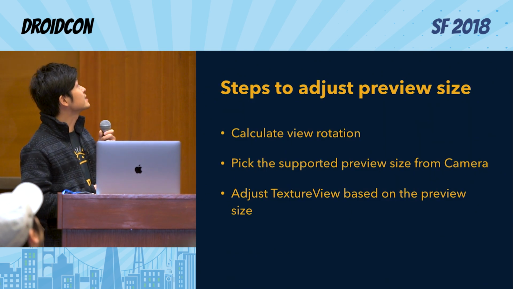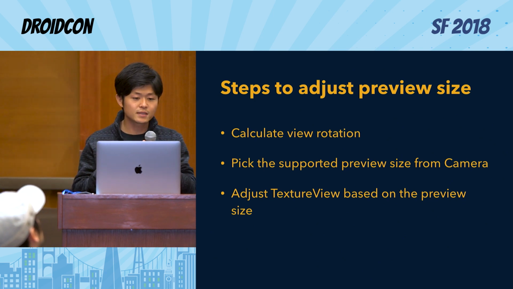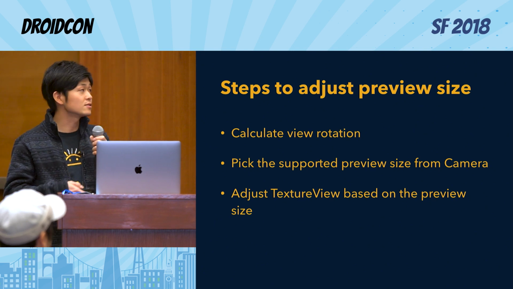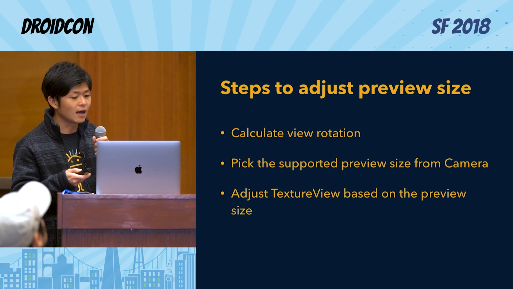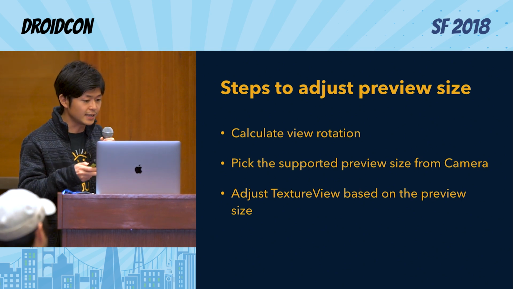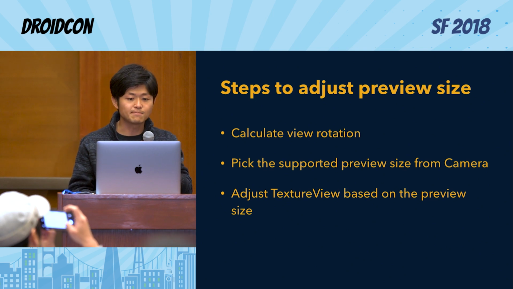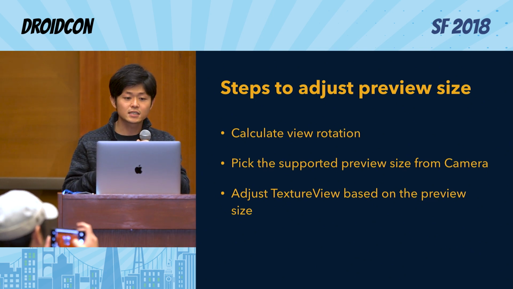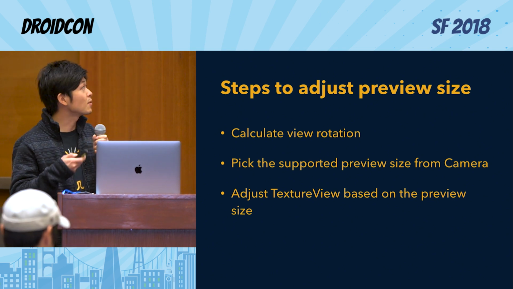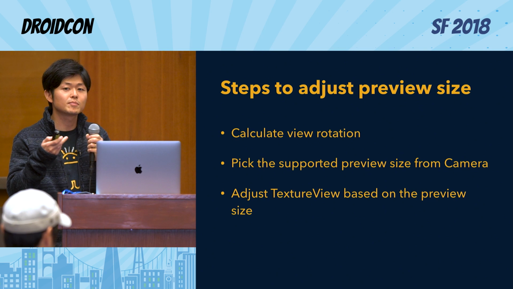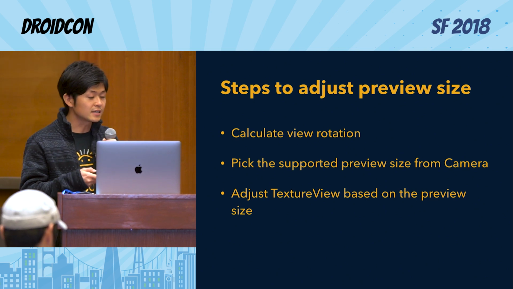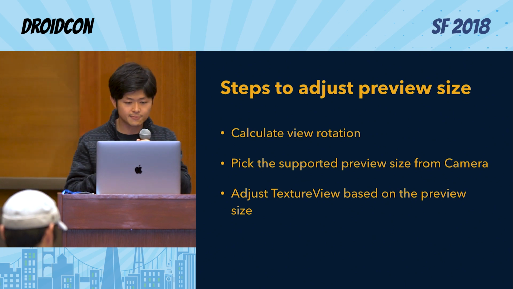Step 2, adjust preview size. There are 3 steps that you have to follow. First one is to calculate view rotation, because the image sensor sometimes has a different rotation degree compared to the display size. The second one is to pick up the supported preview size from the camera, because the camera usually supports multiple preview sizes, and we need to pick the good one from here. And then finally, we adjust the texture view to fit the preview size.